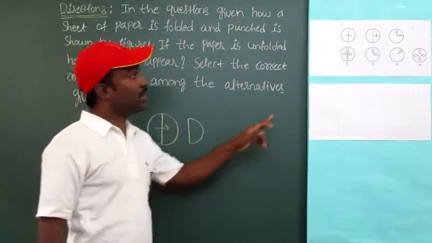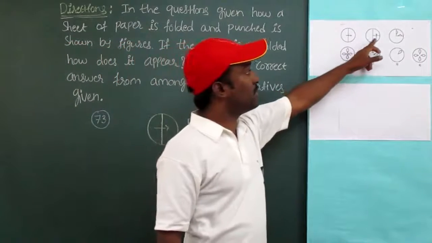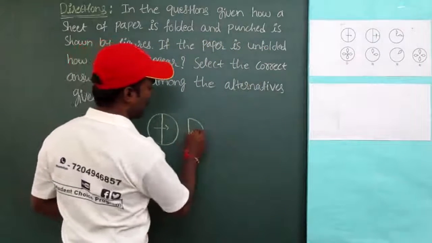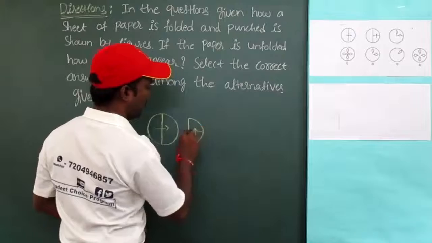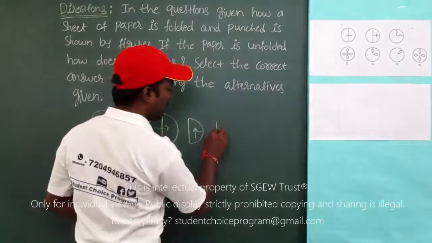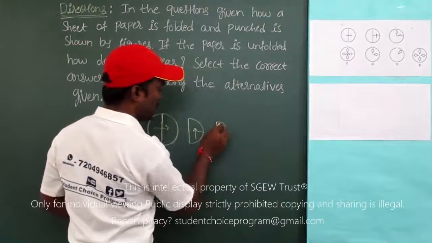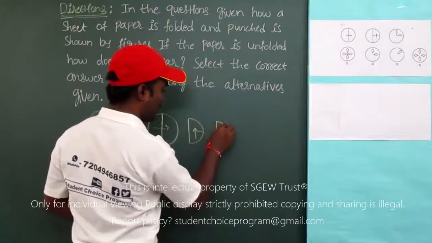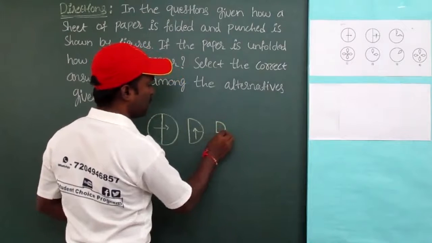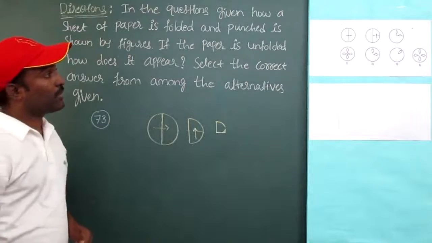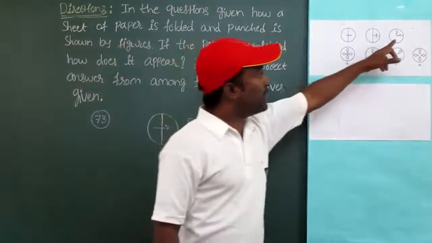And then in the next figure, they show an upside arrow. This means this portion is folded like this, and then the given figure becomes like this. The given figure appears like this. Now, they punched like this.